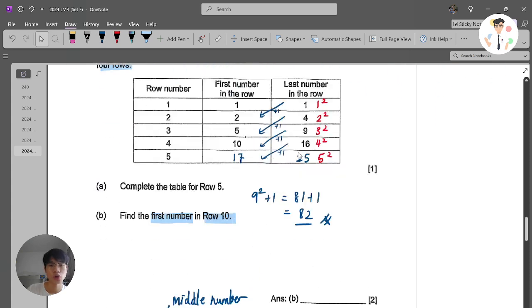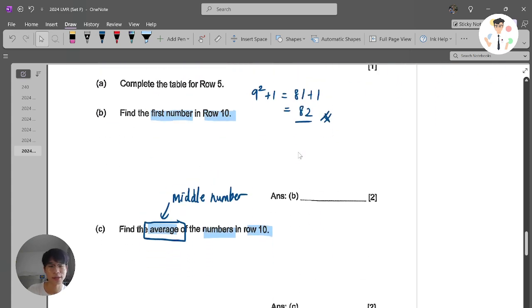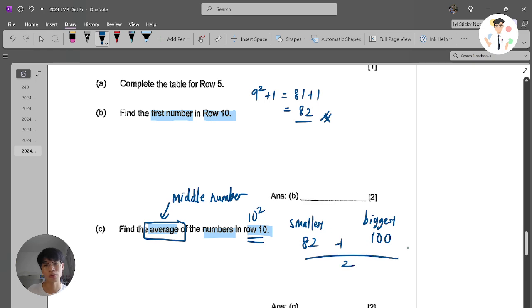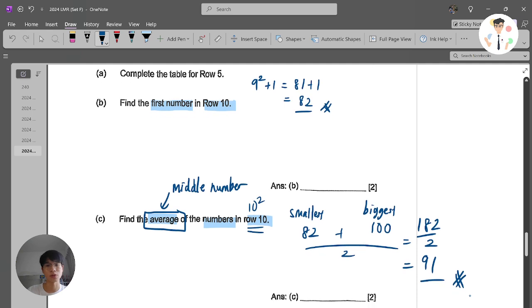Okay? So now if I want to find the middle number in row 10, what is the smallest number? I know it's the first number, which is 82. What is the biggest number? The biggest number is 10 squared, so it's 100. I need to add them together and divide by 2. 182 divided by 2, the answer is 91. That's all. We are done for this question.